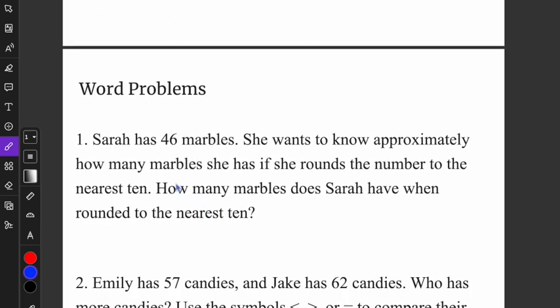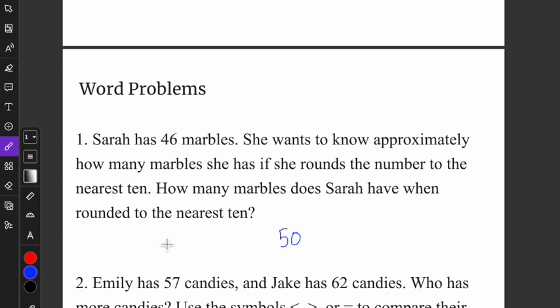Let's move on to the word problems. Sarah has 46 marbles. She wants to know approximately how many marbles she has if she rounds the number to the nearest 10. How many marbles does Sarah have when rounded to the nearest 10? So approximately just means that you have to round, and it's asking you to round specifically to the nearest 10. So to do that, we have to look at the ones place of 46, and that's just 6. As we said earlier, if the ones place is greater than or equal to 5, then it rounds up. 6 is greater than 5, so 46 rounds to 50.